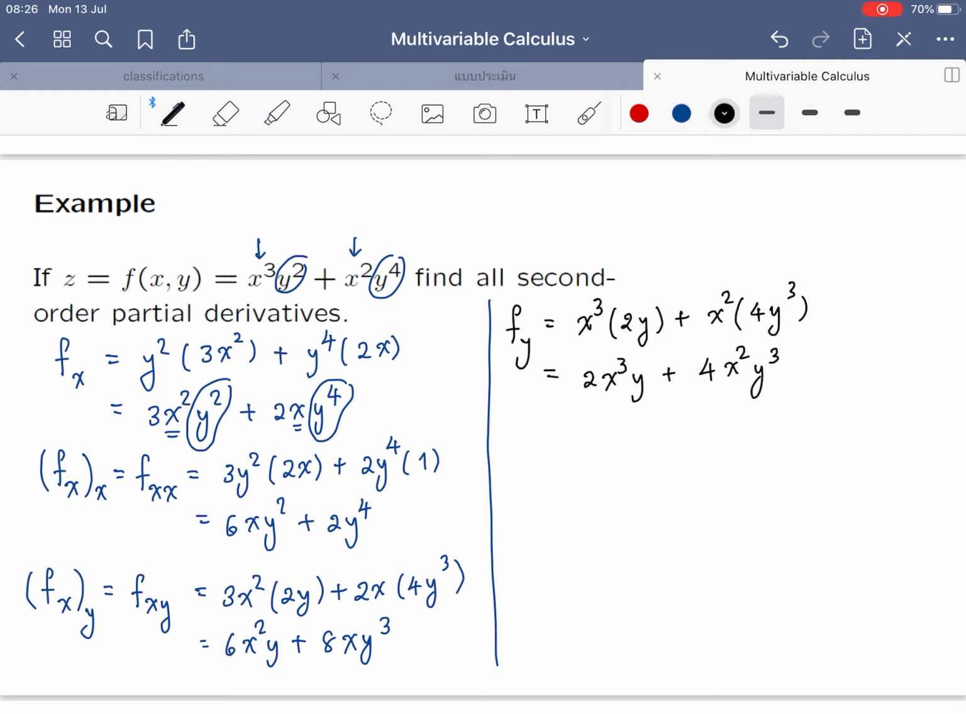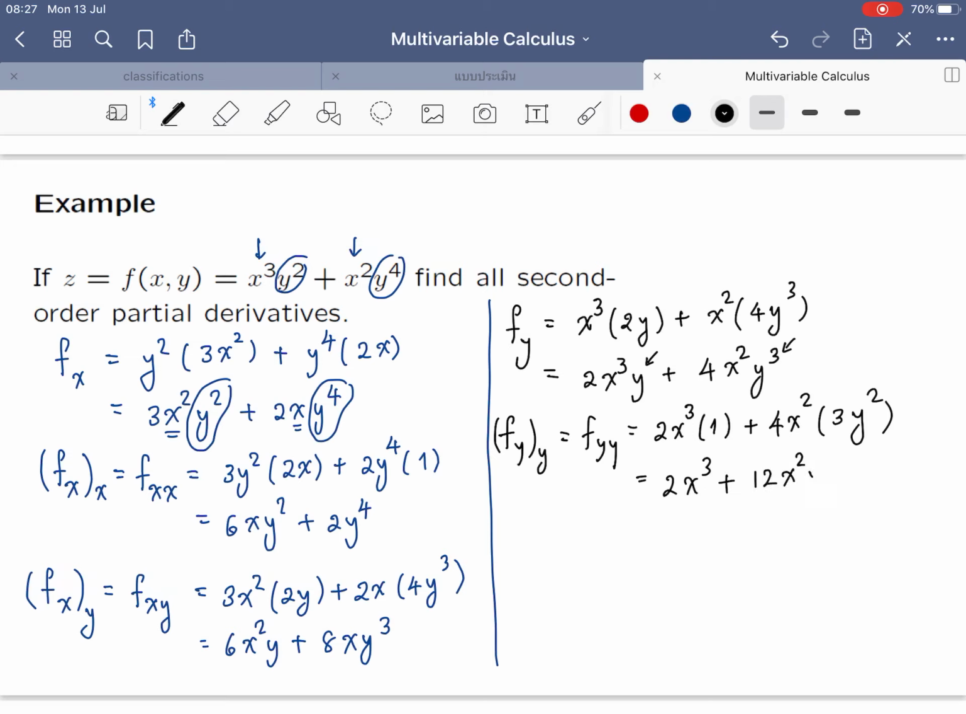So how about f sub yy? If you continue further with respect to the same variable y, you have f sub y, so now the 2x cubed is a constant, and the derivative of y to the power 1 is 1. 4x squared is a constant, and the derivative of y cubed is 3y squared. Or you can rewrite it as 2x cubed plus 12x squared y squared.